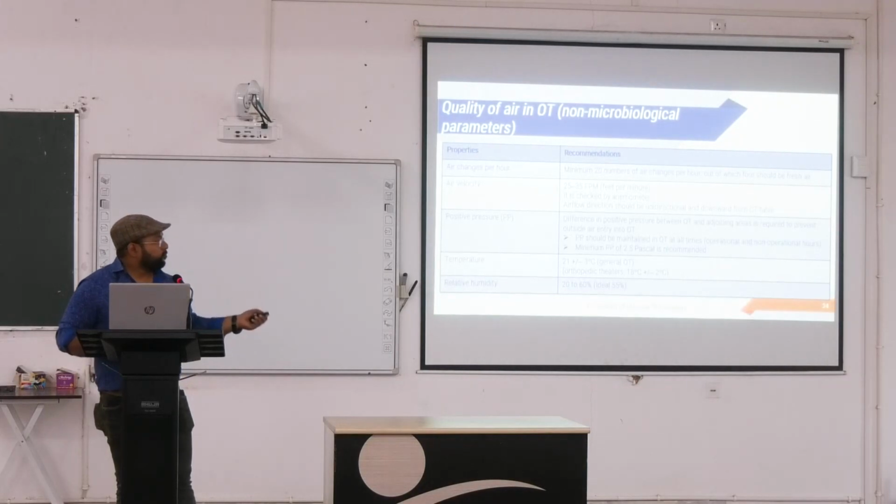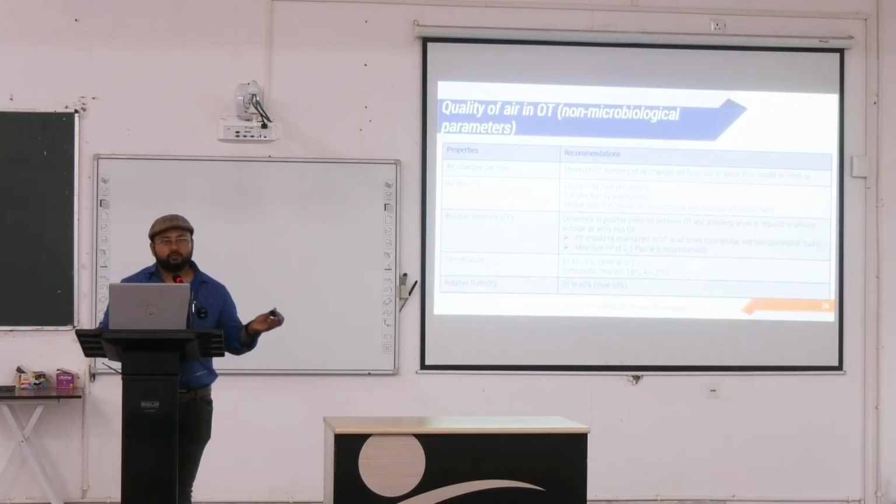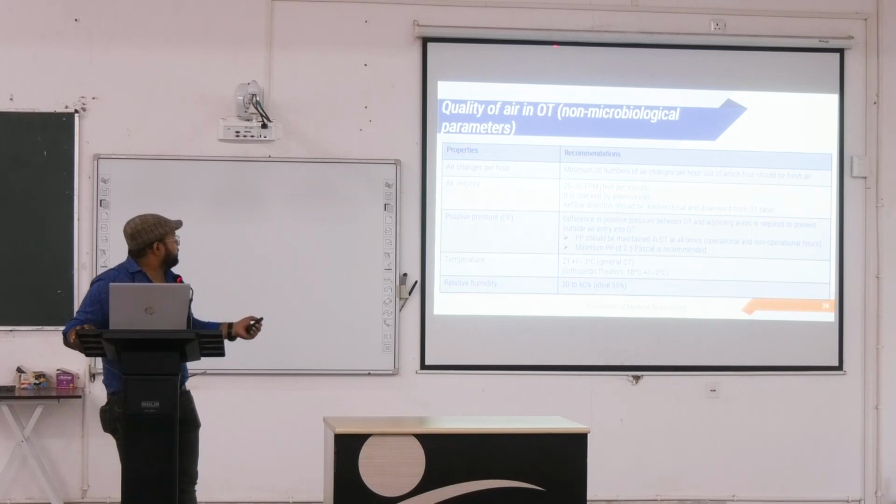And this is one of the most important slides in the class. Please go through the slide, because if you have to write about OT sterilization, then you have to write this. OT sterilization is divided into two parts: one is chemical sterilization and one is air sterilization. And how do you control the quality of the air? There are non-microbiological parameters.